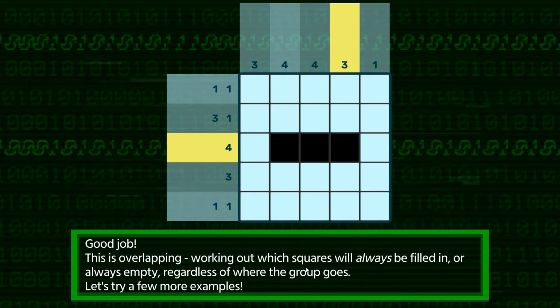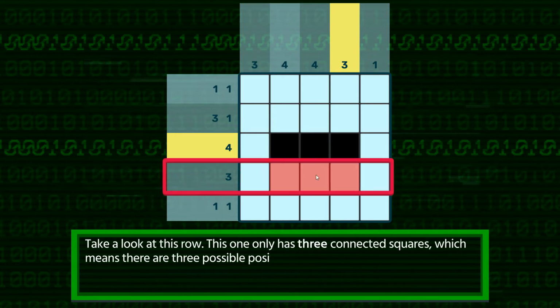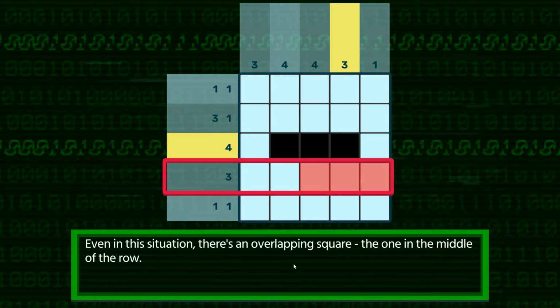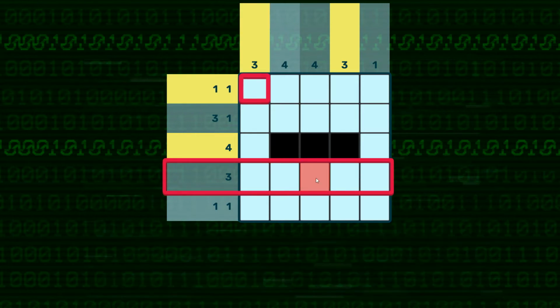Let's try a few more examples. The middle square in this one has to be filled in. Take a look at this row. This only has 3 connected squares, which means there are 3 possible positions it can be in. Even in this situation, there's an overlapping square, the one in the middle of the row. Fill it in now.